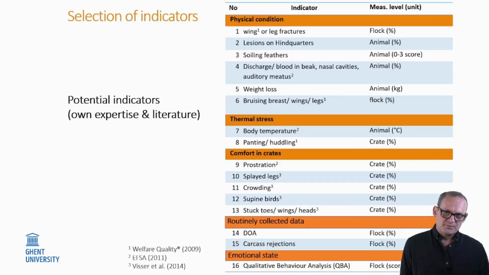So we started with first a literature search and also using and assembling the expertise that was available in our own research group to select all possible indicators that we thought could be relevant in the context of monitoring pre-slaughter broiler chicken welfare. And on the basis of that, we identified 16 possible welfare indicators that gave information about different aspects of the pre-slaughter phase, going from the physical condition of the animals to the thermal stress, the comfort in the crates, and routinely collected data such as death on arrivals or carcass rejections, and also the emotional state of the animal.